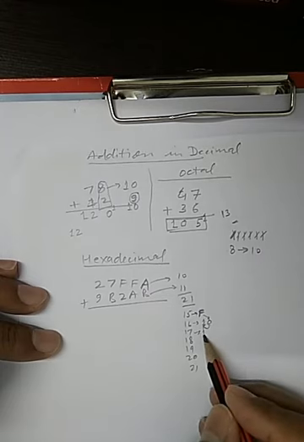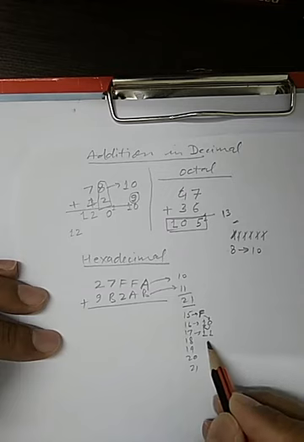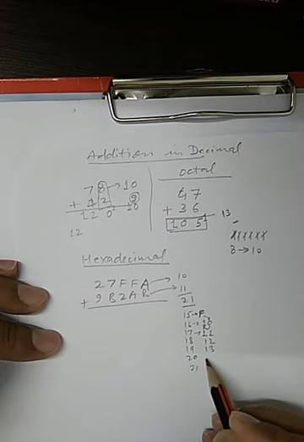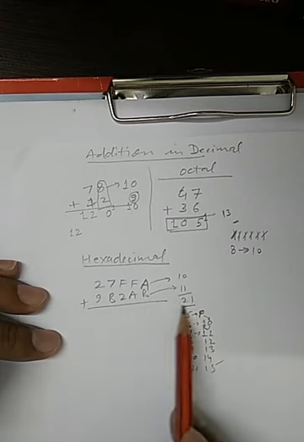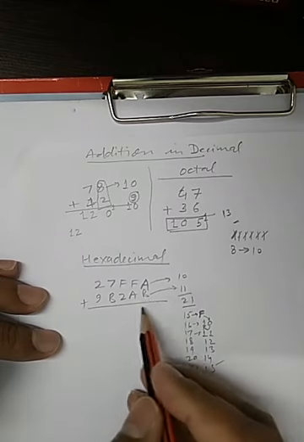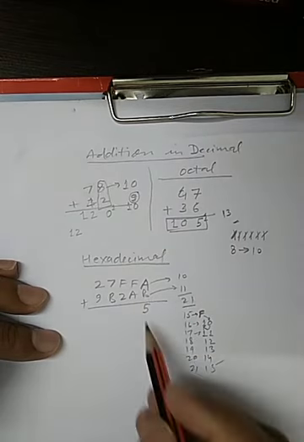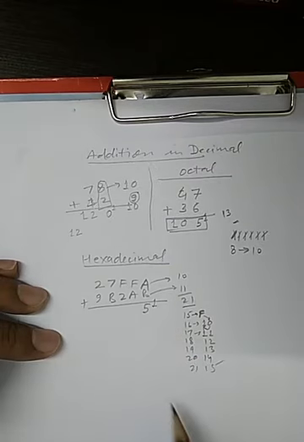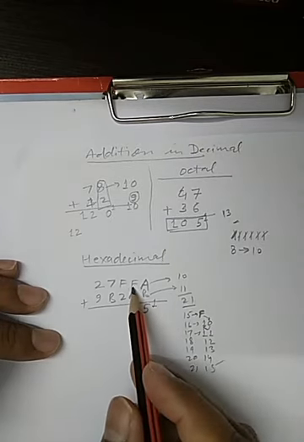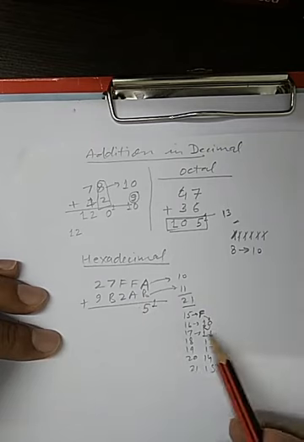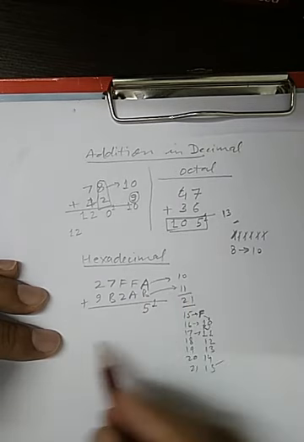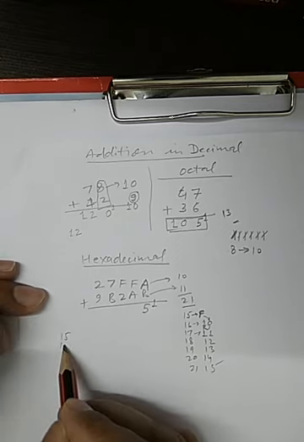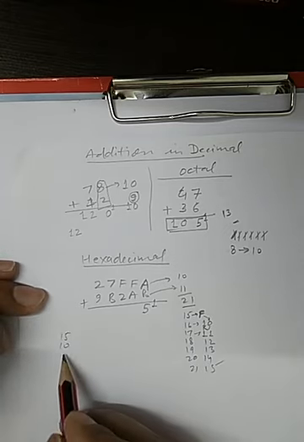So again, I will write 1 1, 1 2, 1 3, 1 4, 1 5. Means 21 is represented as 1 5. So 5, and 1 is the carry. This carry is added to the next number, FA. Again, F is 15, A is 10: 15 plus 10 plus 1 carry.